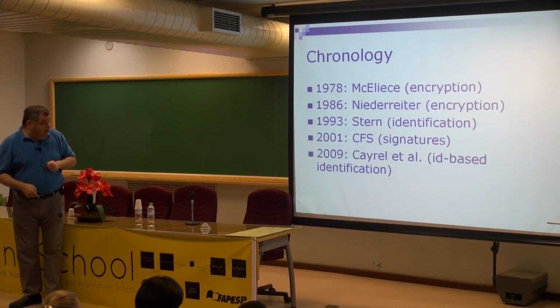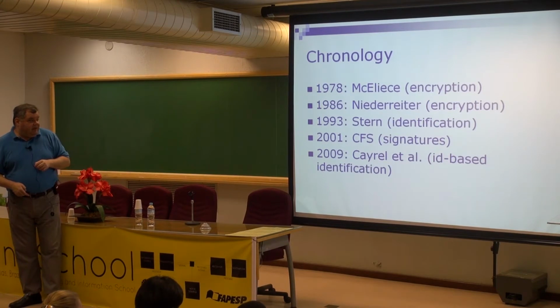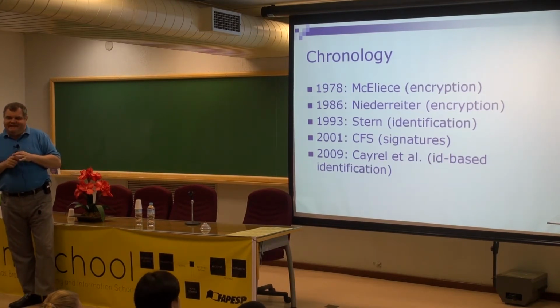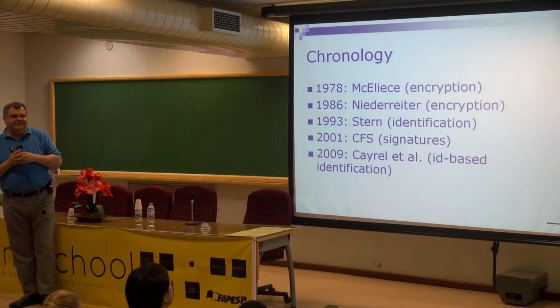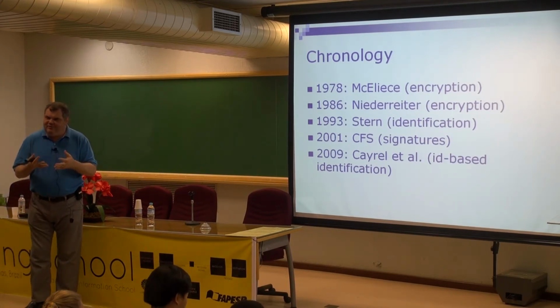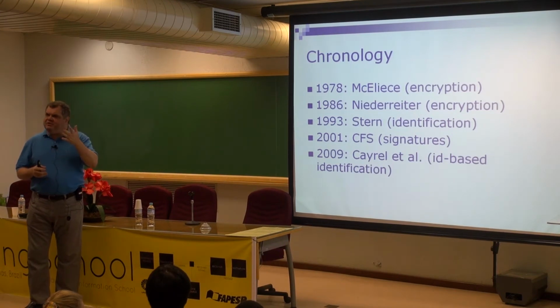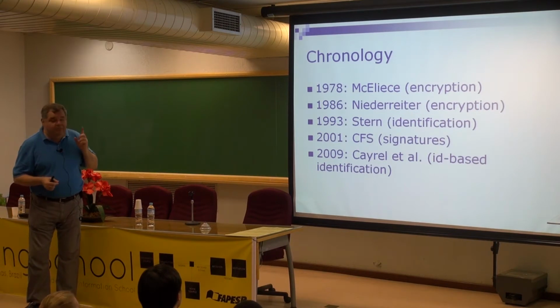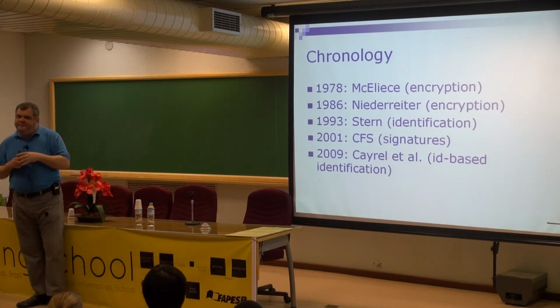In 2009, Jean-Philippe Aumasson and co-authors devised a very interesting cryptosystem whose properties are really different from what we are used to thinking about when we hear cryptography: encryption, perhaps signatures. So here we have identity-based identification.